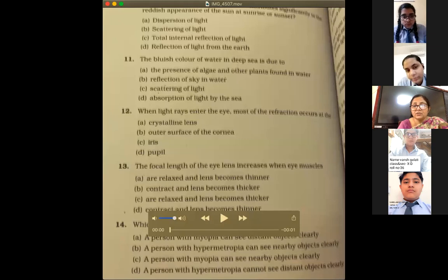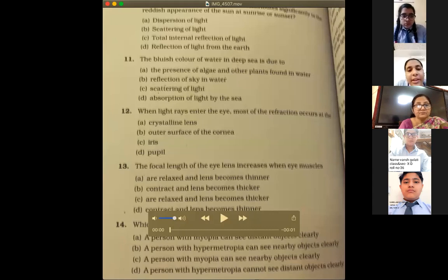Read the first question, Soha. What is the first question? Ma'am, the 10th question is not visible properly. Okay, go to the 11th question.